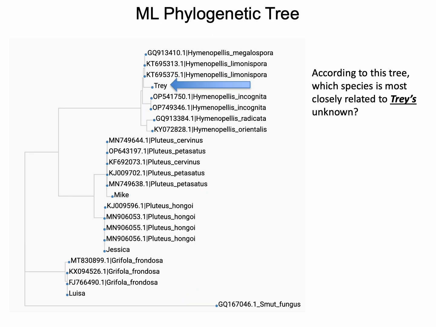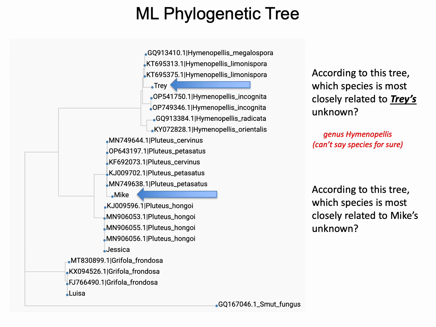According to this tree, which species is most closely related to Trey's unknown? Hit pause until you know the answer. If you said the genus Hymenopellis, you are correct. We can't say for sure which species it is because Trey is about equally related to the limnospora, megalospora, incognita, radicata, and orientalis.